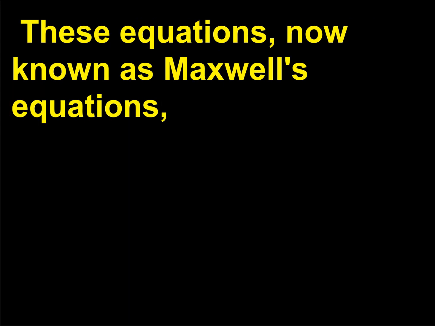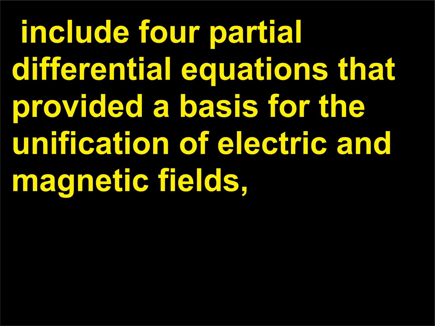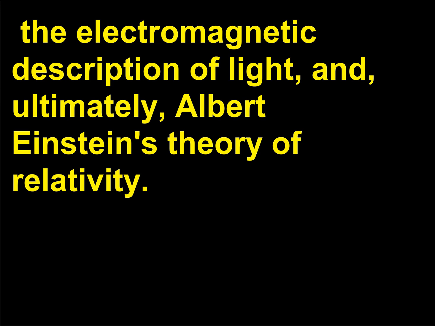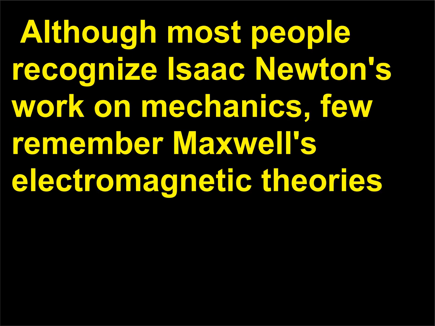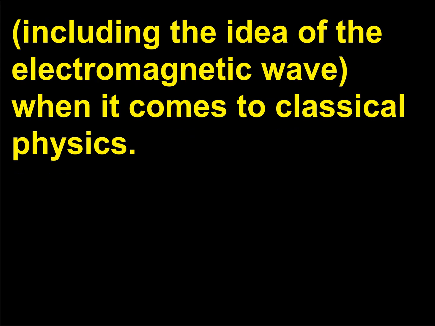These equations, now known as Maxwell's equations, include four partial differential equations that provided a basis for the unification of electric and magnetic fields, the electromagnetic description of light, and, ultimately, Albert Einstein's theory of relativity. Although most people recognize Isaac Newton's work on mechanics, few remember Maxwell's electromagnetic theories, including the idea of the electromagnetic wave, when it comes to classical physics.